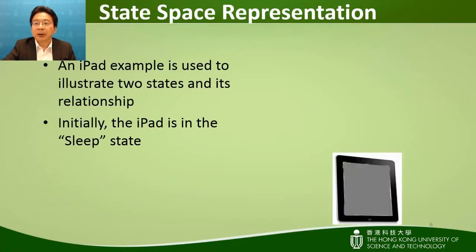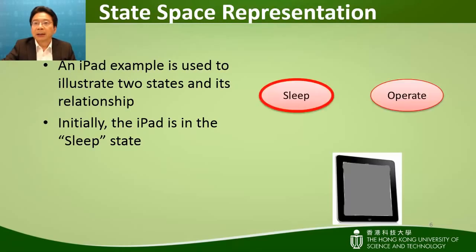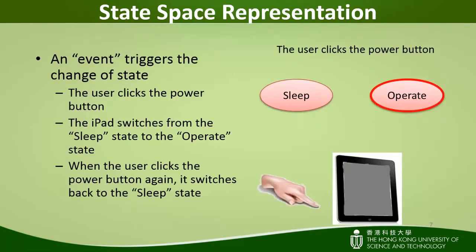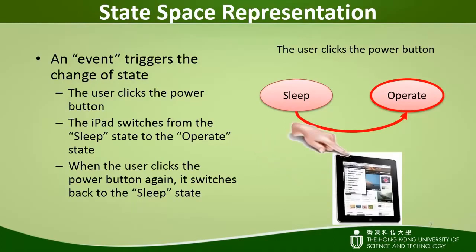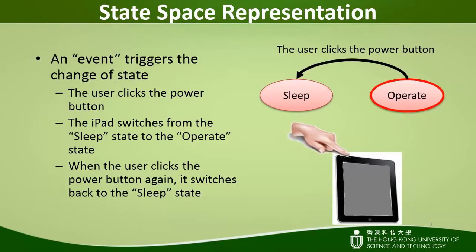This is a simple example. The problem here is to turn on an iPad. There are two states, sleep and operate states, and they are connected by an operation of clicking on the power button. Initially, the iPad is in a sleep state. In order to switch to the operate state, the user clicks the power button. The iPad switches from the sleep state to the operate state. The user can switch the iPad to the sleep state again by clicking on the power button.